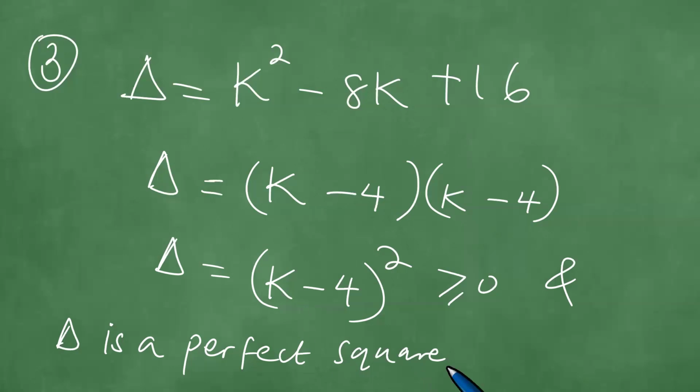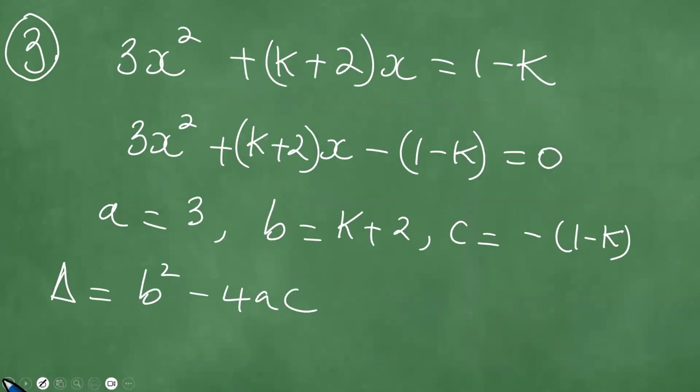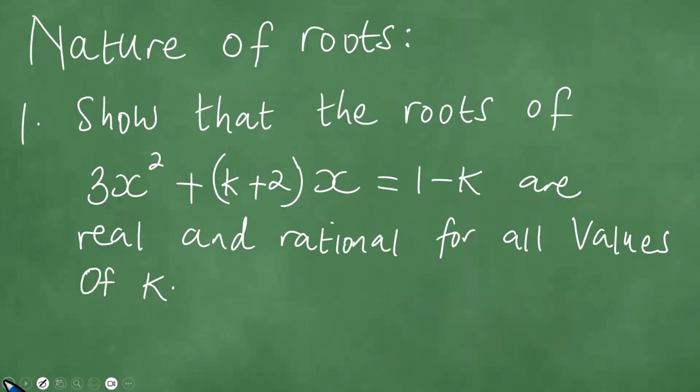This thing sits under the square root in the quadratic formula. So the square root of a perfect square is just going to be a rational number. So in other words, this is a perfect square, greater or equal to 0. And because it is a perfect square, we make the following conclusion, to show that the roots are real and rational for all values of k.